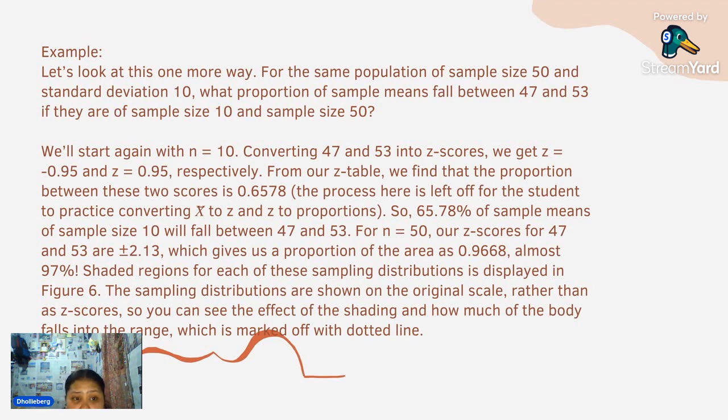And then for n, the sample size, equals 50, our z-scores for 47 and 53 are negative and positive 2.13, which give us a proportion of the area as 0.9668, almost 97%. The shaded region for each of these sampling distributions is displayed in figure 6. The sampling distributions are shown on the original scale rather than as z-scores, so you can see the effect of the shading and how much of the body falls into the range, which is marked off with that line.